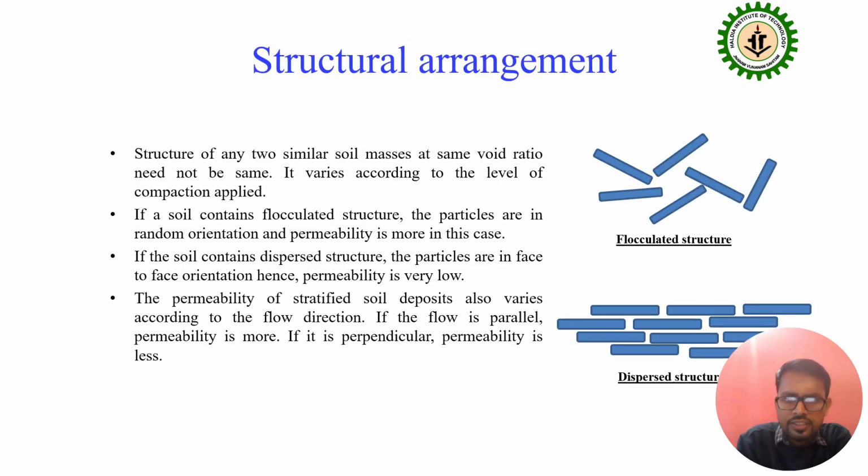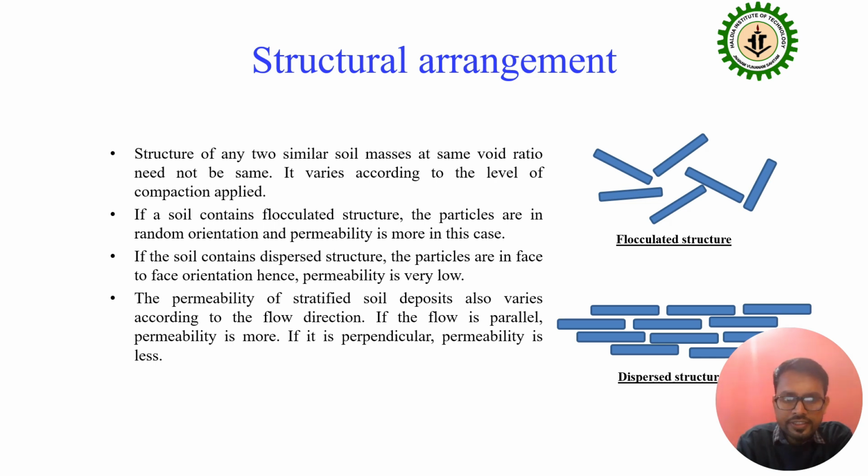Structural arrangement. Now we can see here there are two similar types of soil at the same void ratio, but permeability is less in one because of their structural arrangement. There are two figures. At the top there is the flocculated structure, at the bottom there is a dispersed structure. In case of flocculated structure, soil particles are in random orientation and permeability is more. But in case of dispersed structure, particles are in face to face orientation. As a result, permeability is less.